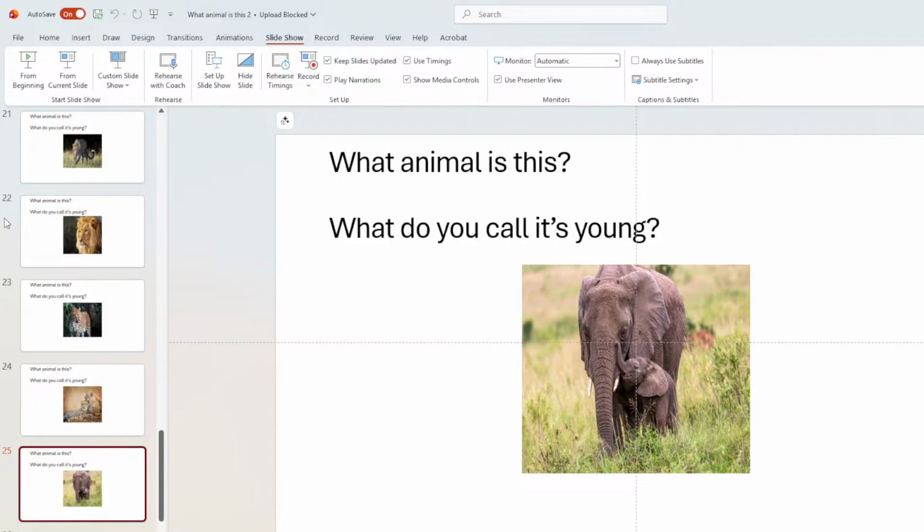That is an elephant. We all know that the big animal is an elephant. And what do we call the young one of an elephant? Is there anyone who knows? The young one of an elephant. What do we call the young one of an elephant?